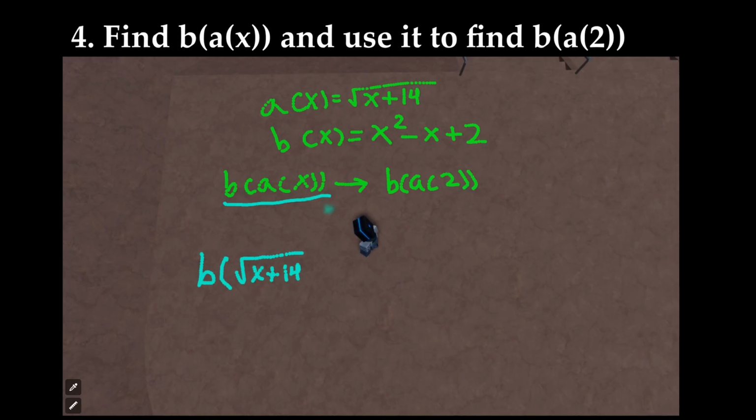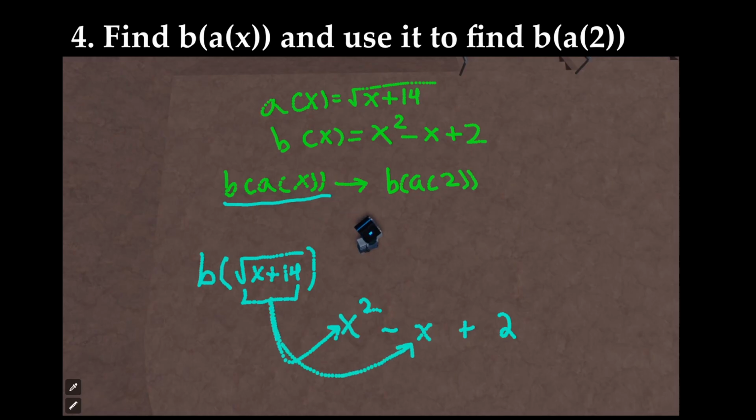Now we need to find b of the square root of x plus 14. So first, let me write down b of x. That's x squared minus x plus 2. So if we want to plug in the square root of x plus 14 into b of x, everywhere where I see an x, I'm going to plug this whole thing in. So it'll go into that x squared, and it'll go into that minus x. So now let's do that.